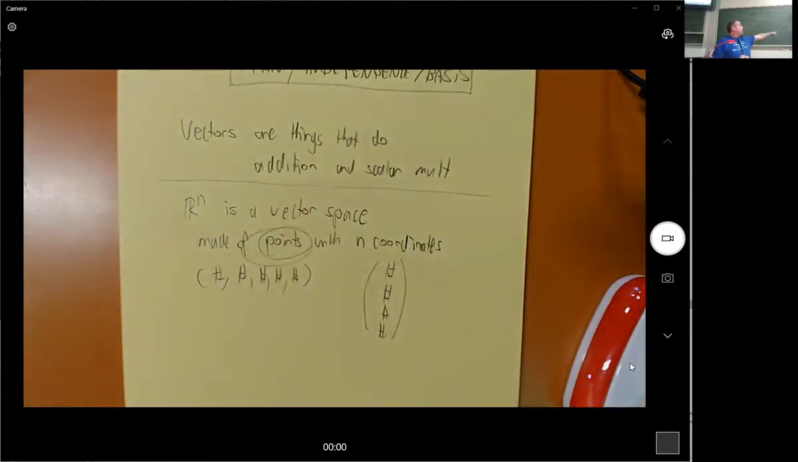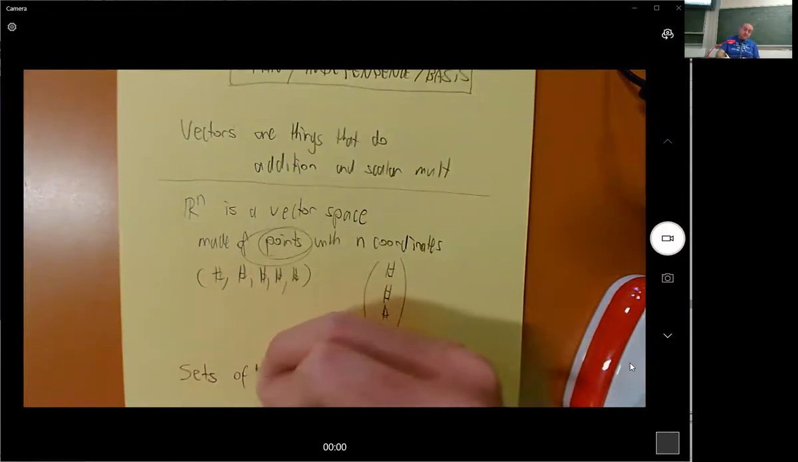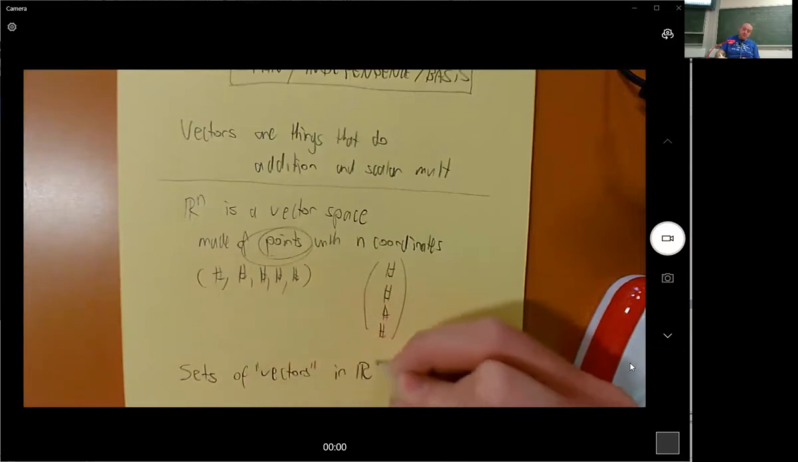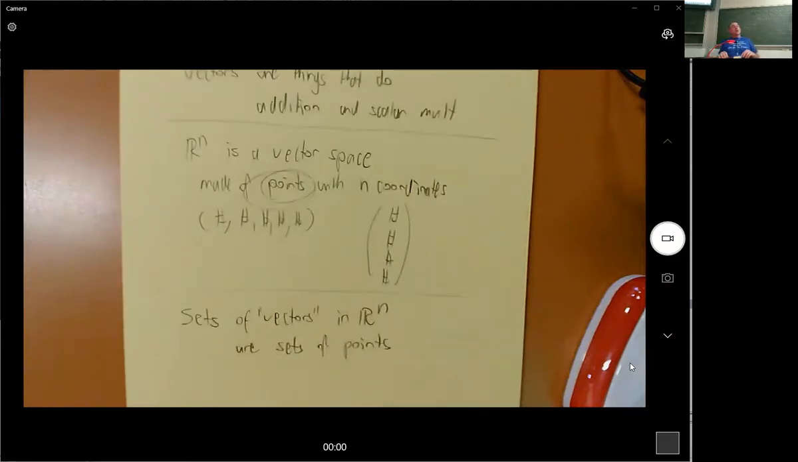So when we talk about sets of vectors, we mean sets of points. Sets of vectors in Rn are just sets of points. And when I say set, to a mathematician, a set is anything that has a rule for deciding if you're in or out. It has to have a rule that doesn't have any contradictions. You can't have a rule that contradicts itself, because then you wouldn't be able to tell if some things were in or out. So as long as you have a consistent rule that tells you whether you're in the set or not in the set, then it's a set. Otherwise, it's not even a thing at all.